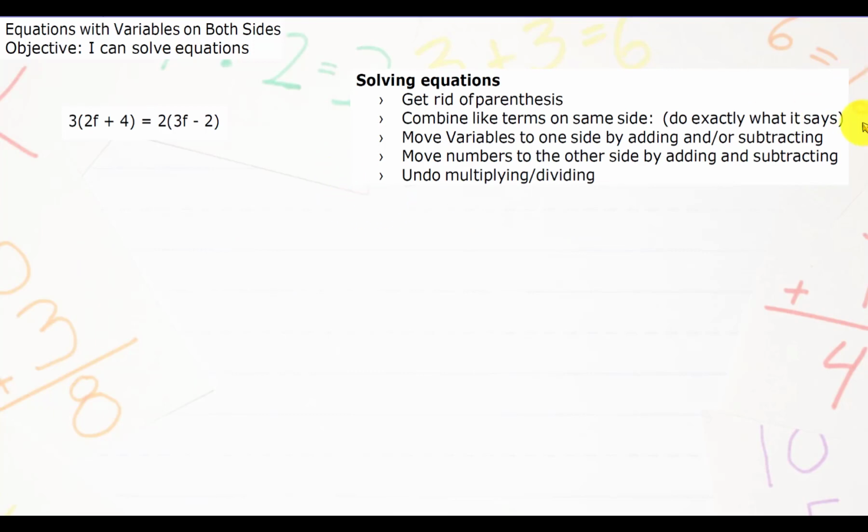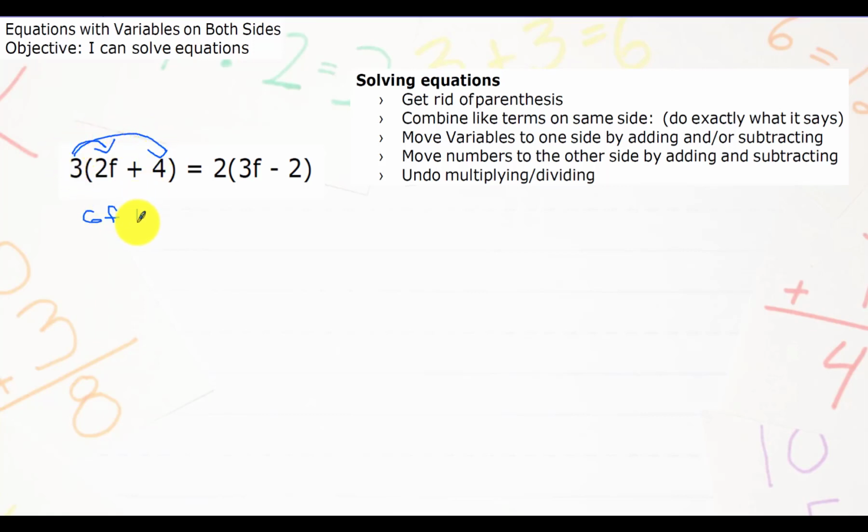Alright, next question or next example. I have here 3 times the quantity 2f plus 4 equals 2 times the quantity 3f minus 2. Alright, so we have here a parenthesis. So let's undo our parenthesis by using our distributive property. This is 6f. 3 times 4 will give us 12. Do the same thing on the right side of the equation. 2 times 3f, it's 6f. Then 2 times negative 2 is equal to negative 4.